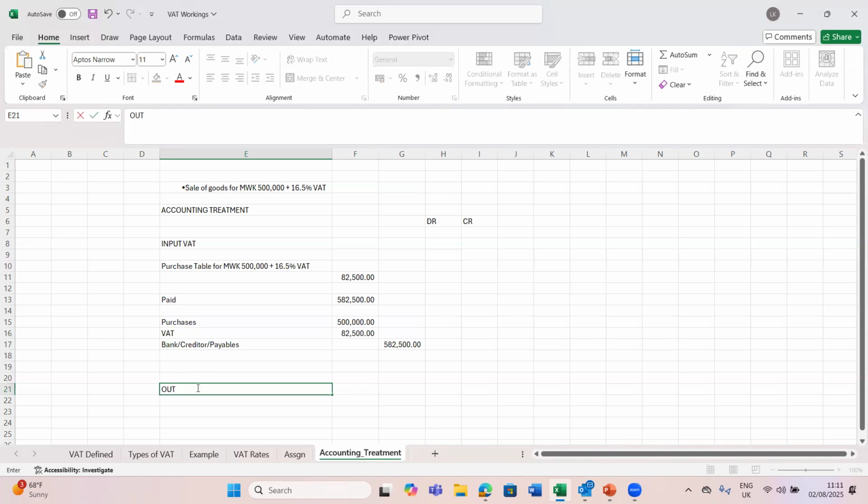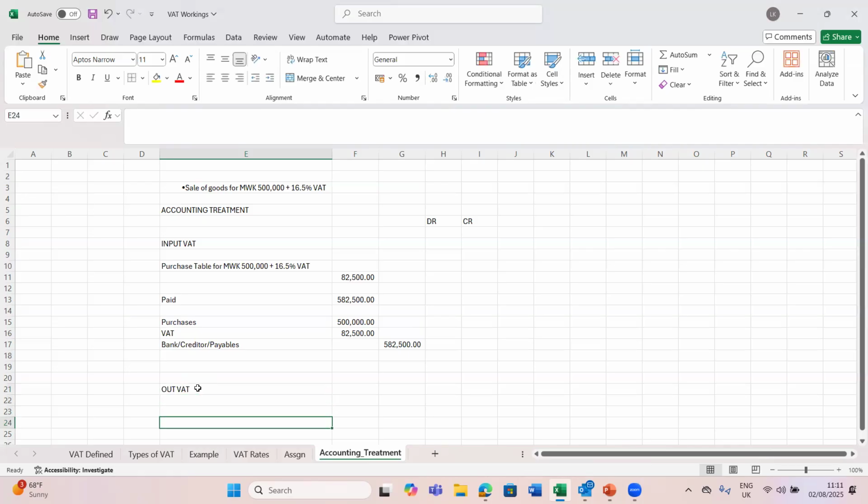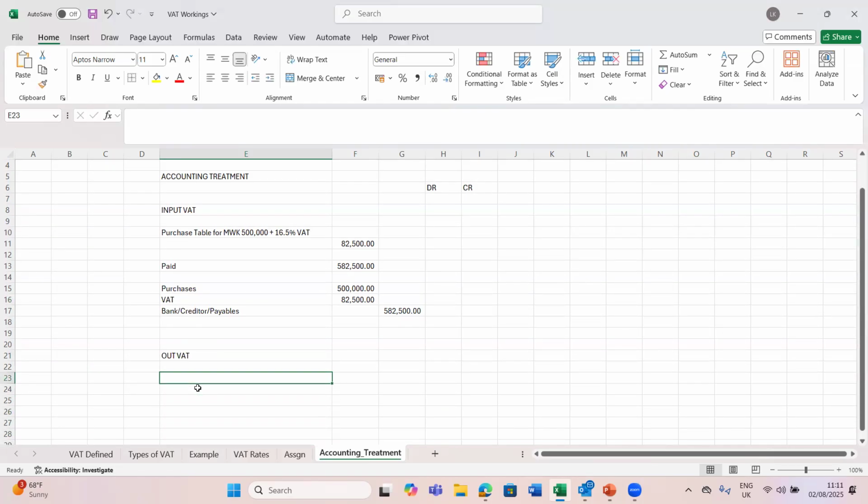Now for output VAT. For output VAT, what happens? We are selling. So when you are selling goods or services, there are two types of sales. One, by cash, and two, on credit. Let's assume we are selling on cash basis. So what will be the debit? If you sell on cash, you debit cash or bank with the full amount.